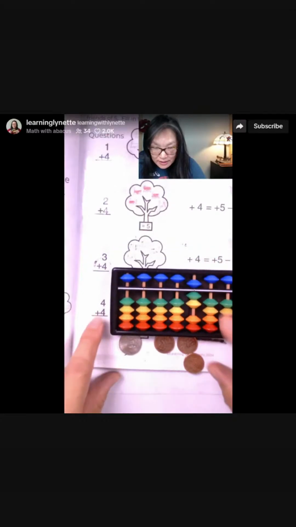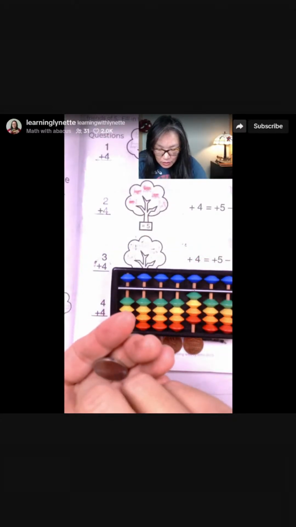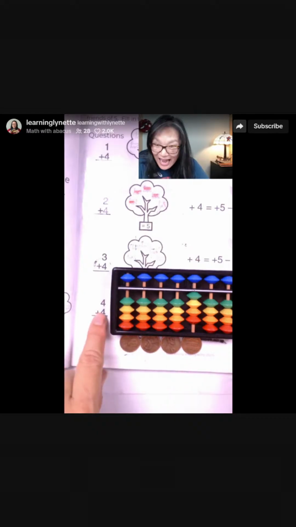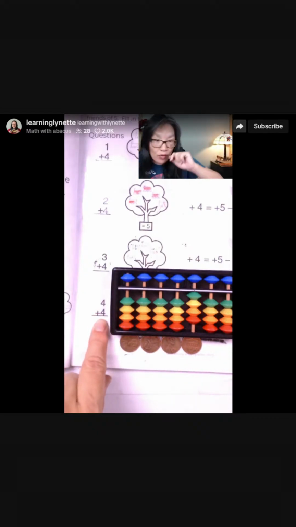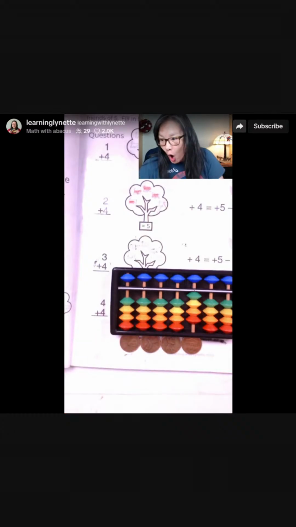We're going to do 4. We have 4 on the abacus. I want to add another 4. We are not going to memorize and be math illiterate. Oh my God, that was brilliant.